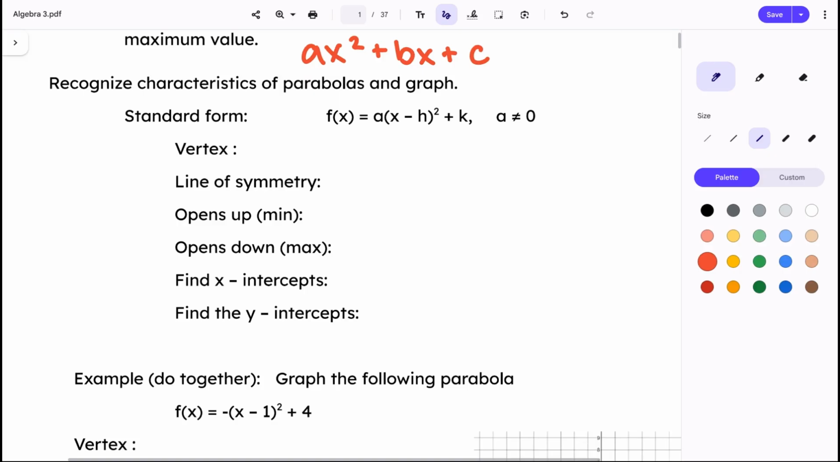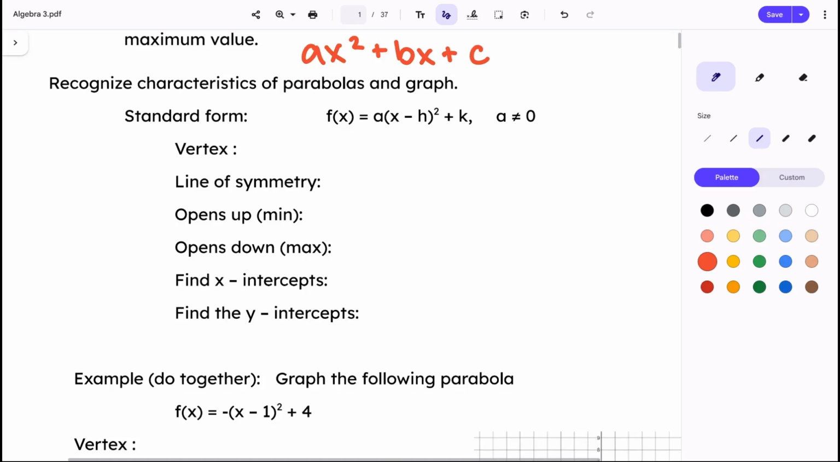Vertex form looks a little bit different because it has parentheses involved. And so we're talking about almost looking at the original parent graph, just y equals x squared, and we're adding on transformations to it that cause the graph to move left, right, up, down, those different kinds of movements that we talked about towards the end of first semester. So what we're going to go over today is how to read this vertex form and then also being able to use that information to help us graph it.